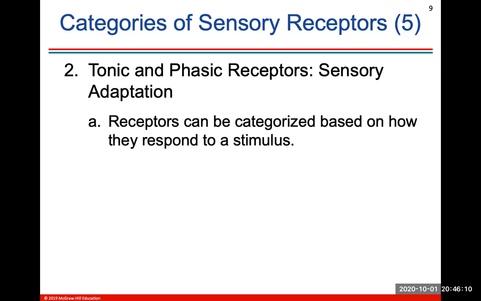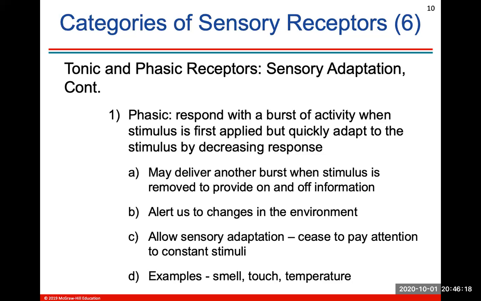Tonic and phasic receptors have to do with sensory adaptation. And this will explain how the receptors are categorized based on how they respond to a stimulus. A phasic receptor will respond with a burst of activity when the stimulus is first applied, but will quickly adapt to the stimulus by decreasing the response. It may deliver another burst when the stimulus is removed to provide on and off information. This can alert us to changes in the environment, but it allows sensory adaptation.